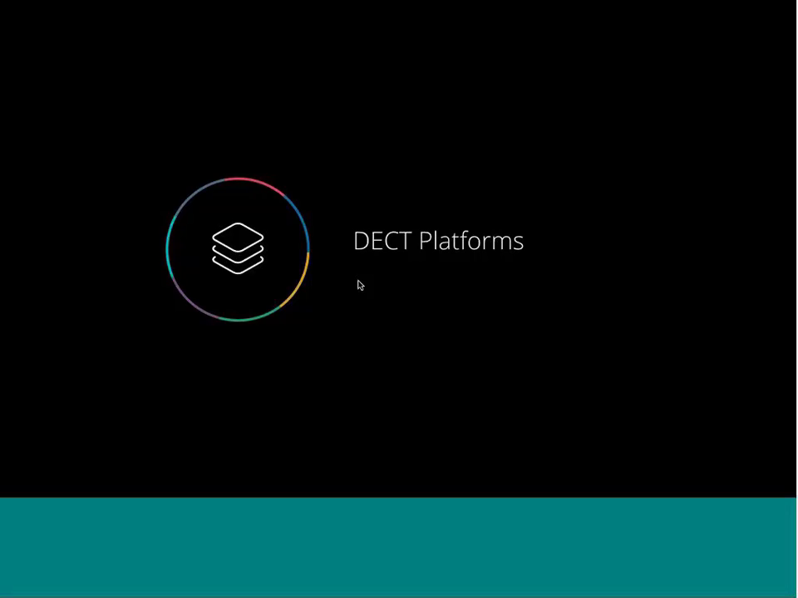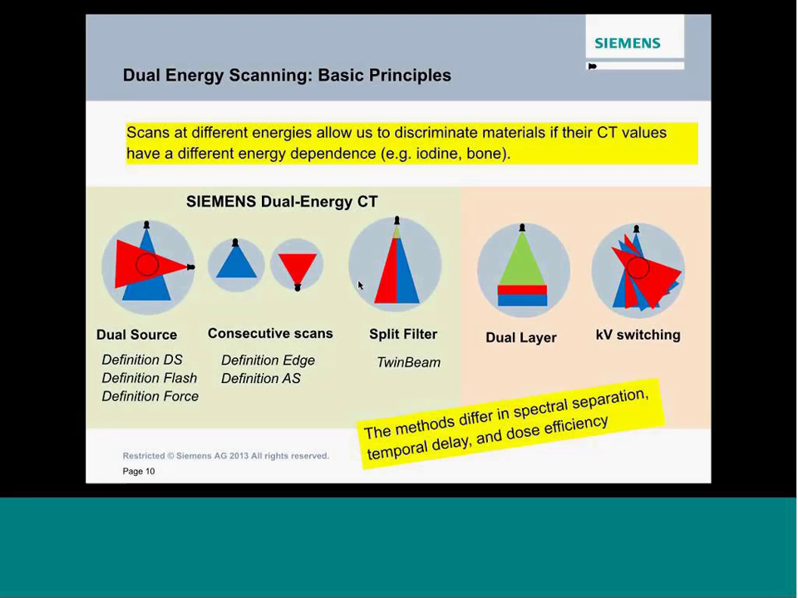All right, so let's talk about the different platforms. You can scan for dual energy in a variety of ways. On the far left, this is a dual source scanner. This is going to be your Siemens, your Flash and Force mainly, that you need to worry about. It has two sources, one source, second source, and two detectors, fitted in one gantry.